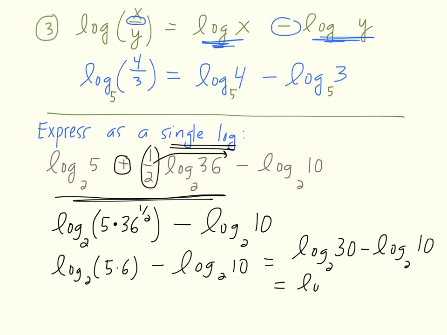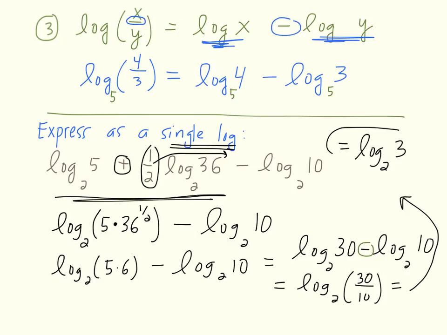And then from there, once again, we have the same base of 2, so we can use our log property. Because we are dealing with subtraction, we're going to turn this into a quotient. So our final answer, when we express this as a single log, would be log base 2 of 3.